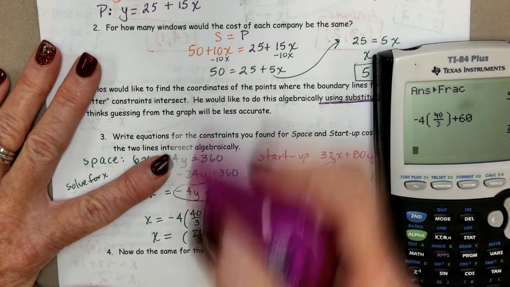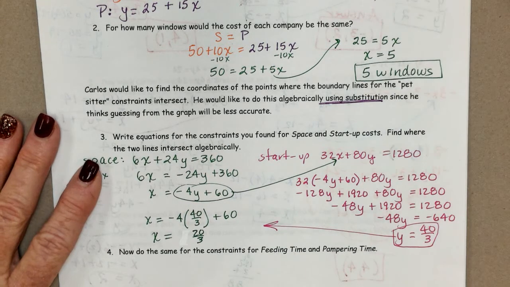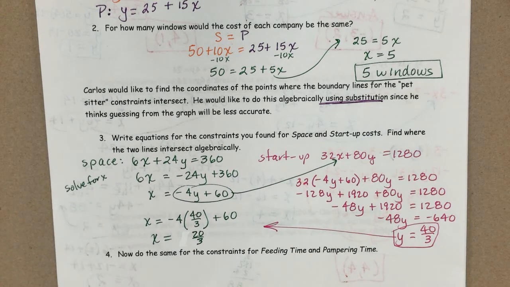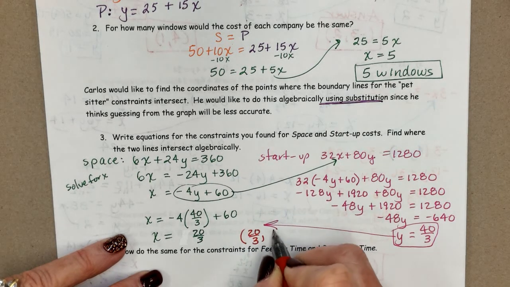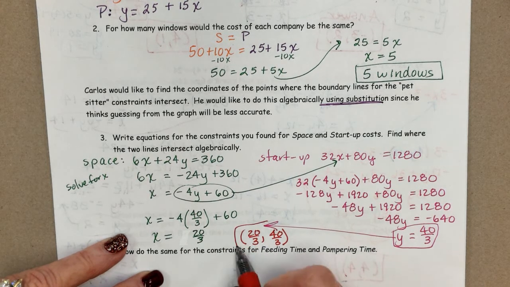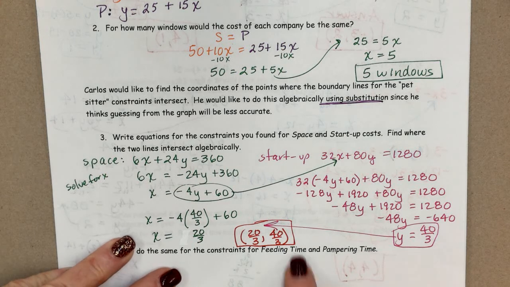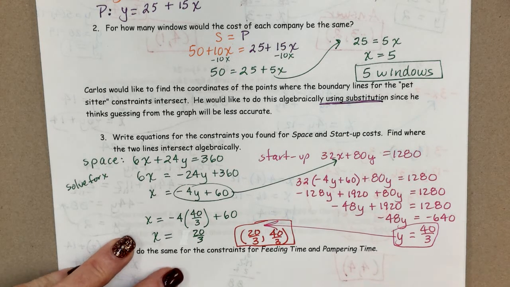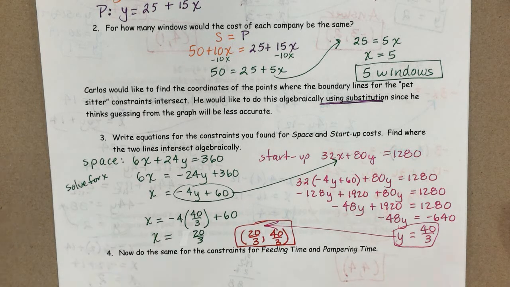Oops, don't need a parentheses there. X equals 20 over 3, which means your final answer, the intersection point, is 20 over 3, comma, 40 over 3. That's not an 8, that's a 3. Phew! All right, one more.